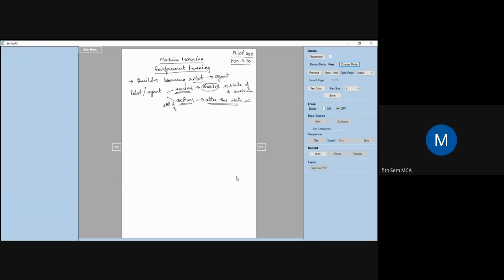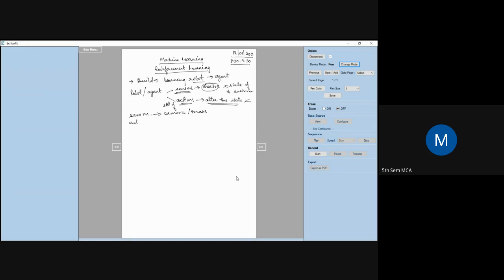Now, for example, let us say a robo may have sensors. Let us say it may have a camera. Camera is a kind of sensor, right? Or it may have some motion sensors. It may have some vacancy sensors, right? Or it may have some sonars, which is also a kind of sensor. Now these are all examples of sensors.